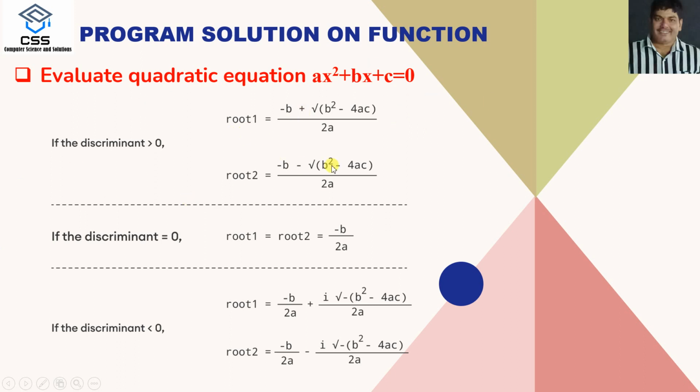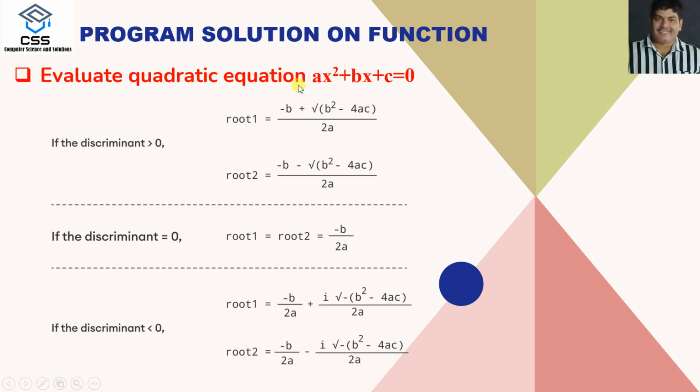See, in quadratic equation, there are two roots and the formula is minus b plus square root of b square minus 4ac, over 2a, and another is minus b minus square root of b square minus 4ac, over 2a. And the calculation may be in three logics. If the discriminant is greater than 0, the formula is this one. Equal to 0, the formula is this one, minus b by 2a. And if less than 0, the formula is this one.